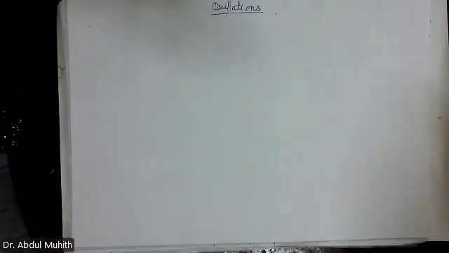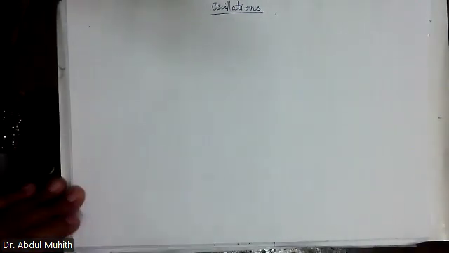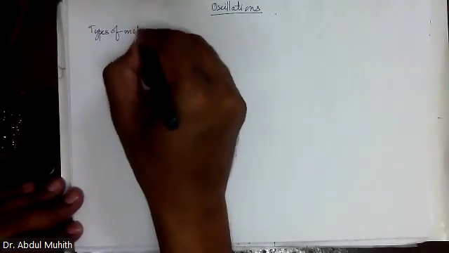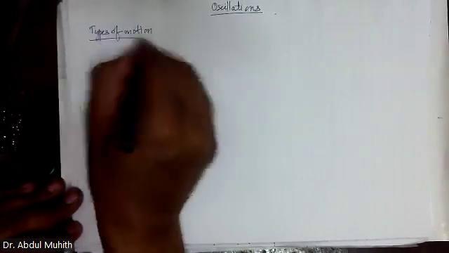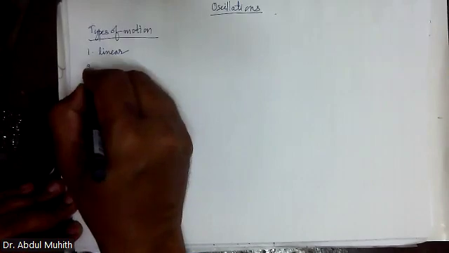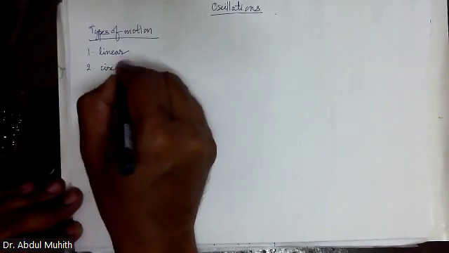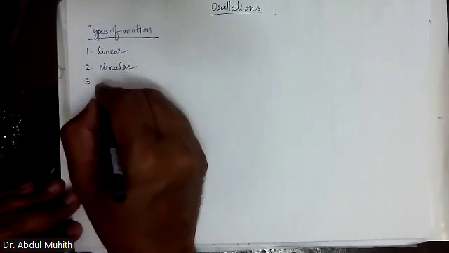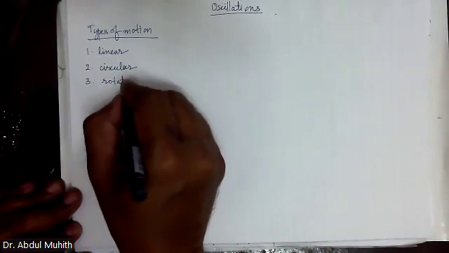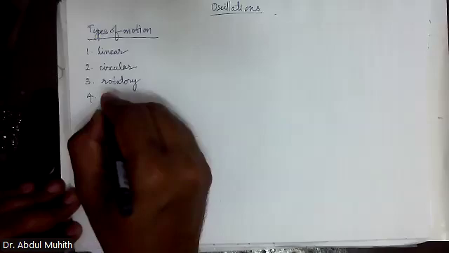How many types of motion? There are four. Yes, very good. Four types of motion. The first one is linear motion. The second one is circular motion. The third one is rotatory motion. The fourth one is oscillatory motion.